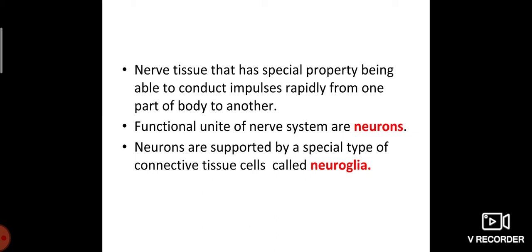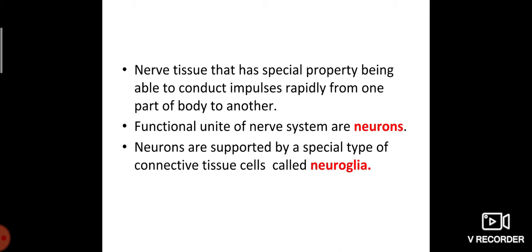The functional unit of the nervous system is the neuron. These neurons are supported by a special type of connective tissue called neuroglial cells. We know we have a nervous system, and we already have an idea about it. We have heard of brain, spinal cord, cerebrum, cerebellum, then basal ganglia. So many names related to the nervous system we had seen.